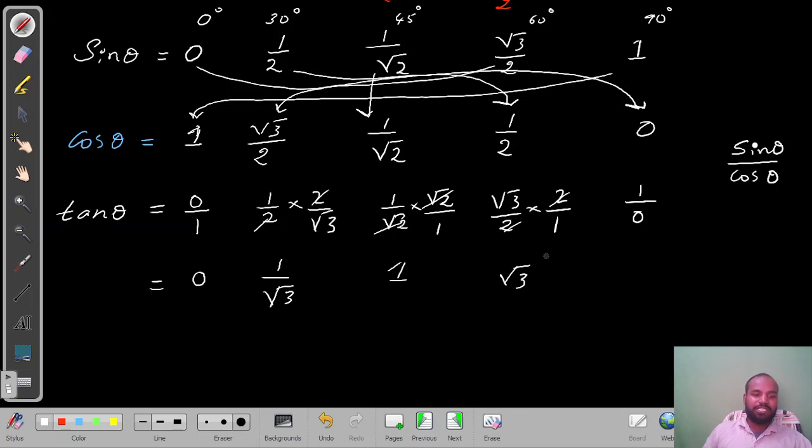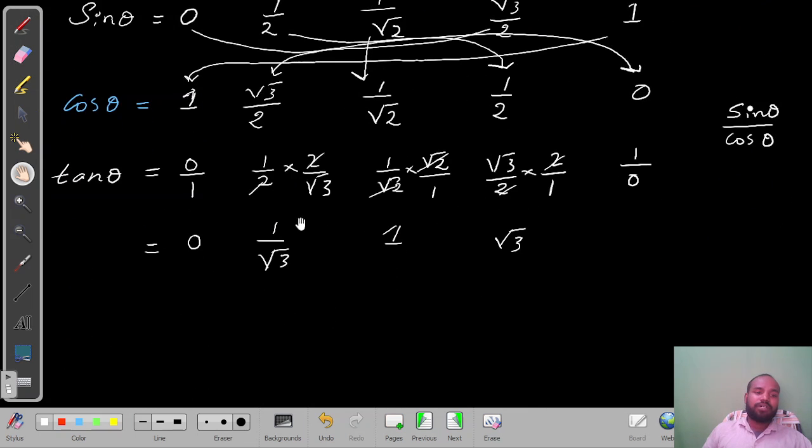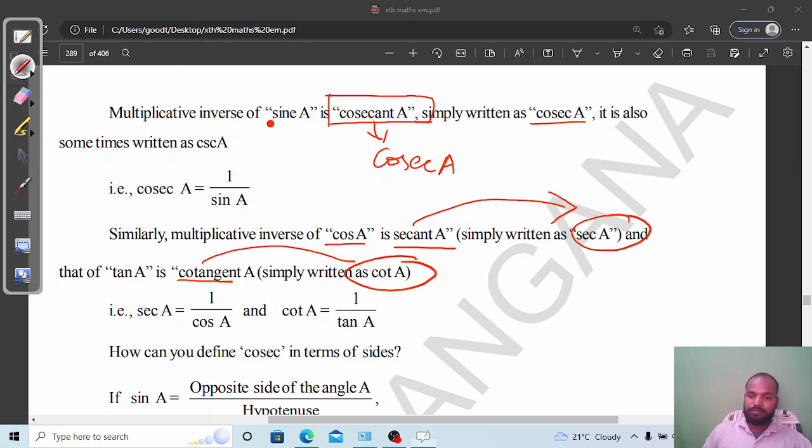Don't get confused here; a little bit of confusion may be there. What we are doing is writing the sine value upside and the cos value downside. Now here, 0 by something is 0. Sorry, that was a mistake. 0 by something is 0. Yes, so 0 by something is 0.